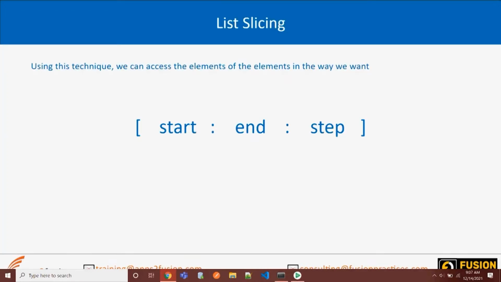Now let's start with today's session, that is list slicing. What slicing basically tells you is that if you have an apple and you cut a slice of it, you get a part of the apple. Similarly, if you have a list or a tuple and you slice it, you get a slice of the list or tuple. Using this technique, you can access the elements of the list in any way that we want. Alright, so that is list slicing. Let's start with slicing now.